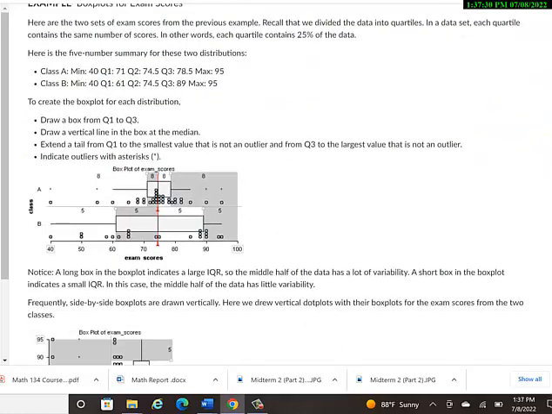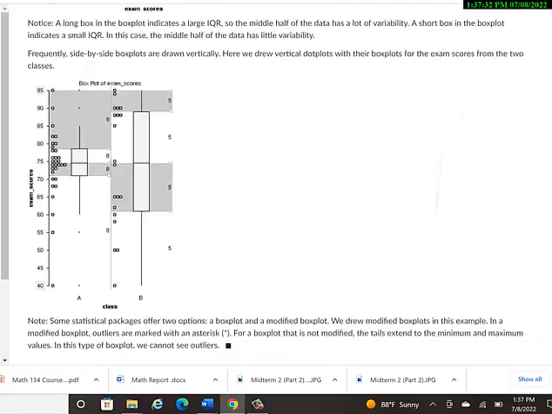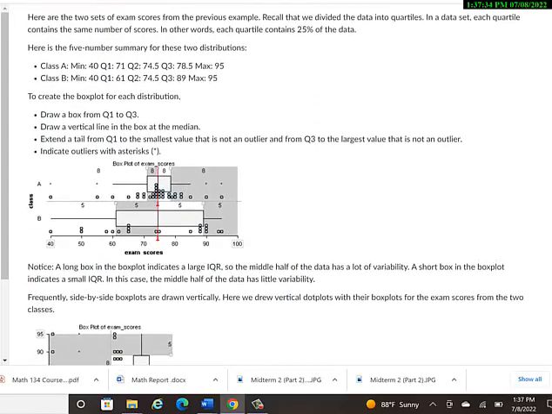So they've drawn the box plot for us. A long box in the box plot indicates a large interquartile range, so the middle half of the data has a lot of variability. A short box in the box plot indicates a small interquartile range. In this case, the middle half of the data has less variability.